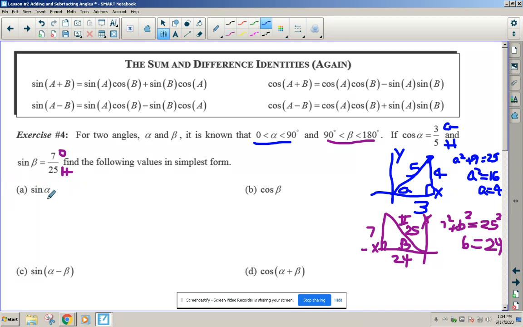Letter A, find the sine of alpha. Okay, here's alpha. Sine is opposite over the hypotenuse. This one is nice and straightforward. You should get 4/5.